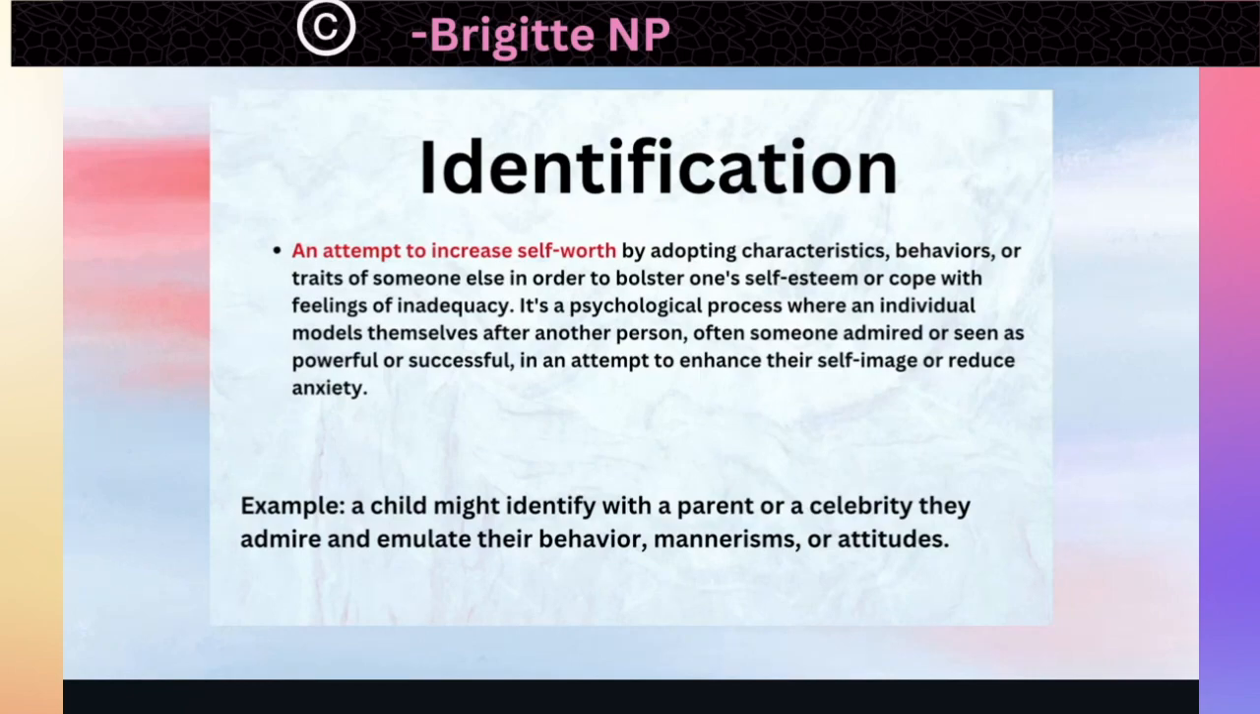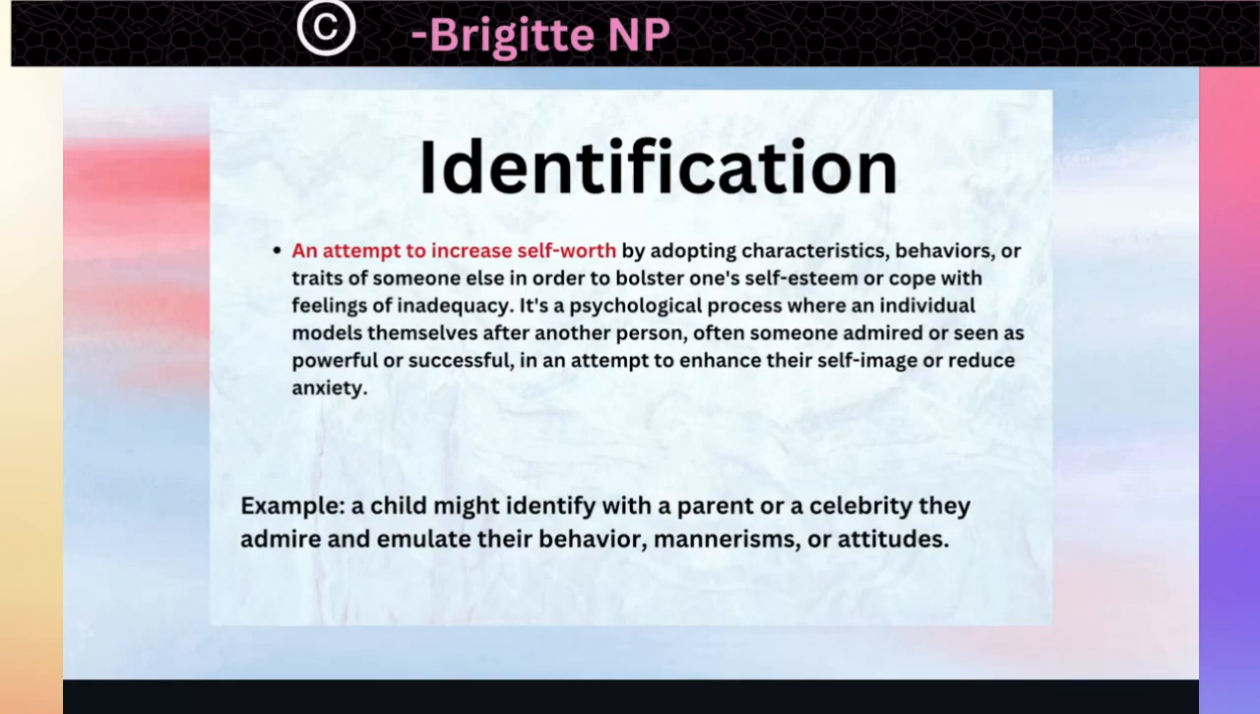Introjective identification. In this case, rather than simply imitating external behaviors, an individual internalizes the perceived characteristics or values of another person. So, for example, someone might identify with a mentor's work ethic or moral values and strive to integrate those qualities into their own personality.